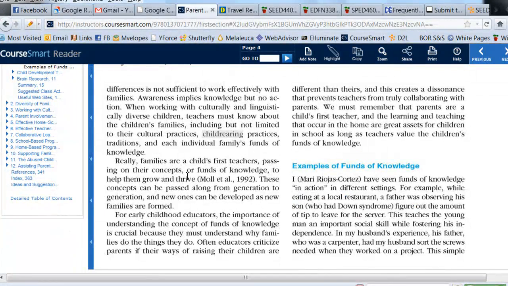funds of knowledge. Really, families are their child's first teacher, passing on concepts, funds of knowledge, to help them grow. These concepts are passed along from generation to generation, yes. And for early child educators, the most important understanding is crucial because they understand why families do the things they do. And this is the statement that I want to emphasize right here, that I think she really nails. I'm just going to highlight it here.